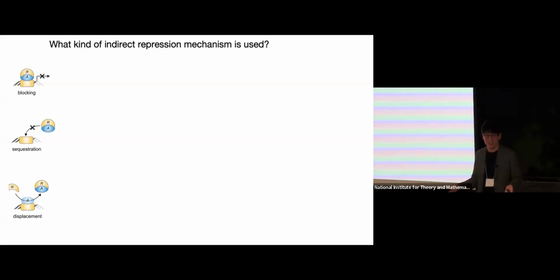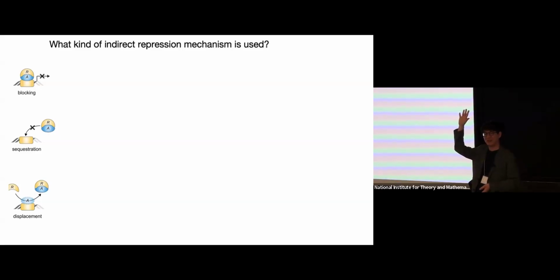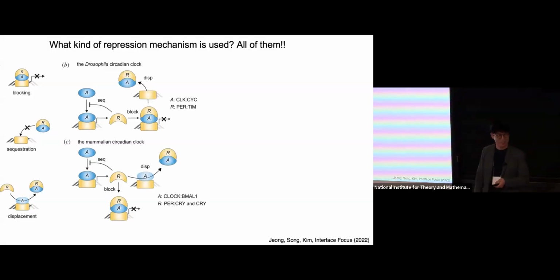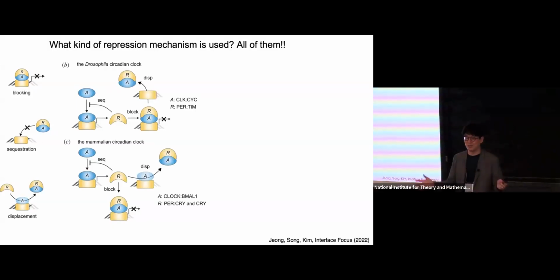Then my first question is, which one is used in the circadian clock? Again, let's do the voting. Who thinks the blocking looks attractive? Okay, Jay is saying the blocking. Who thinks the sequestration? Cool, yes, stochastic people. Displacement. Okay, cool. You're all correct, because all of them are used.